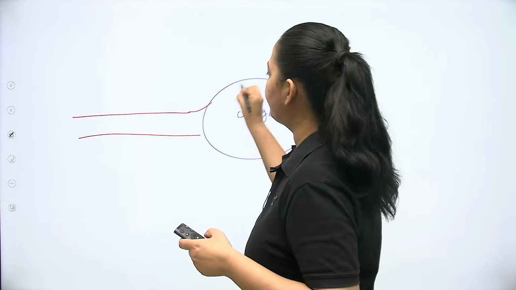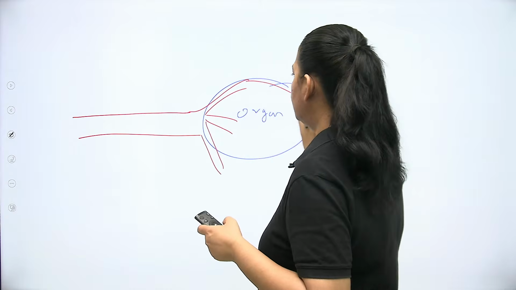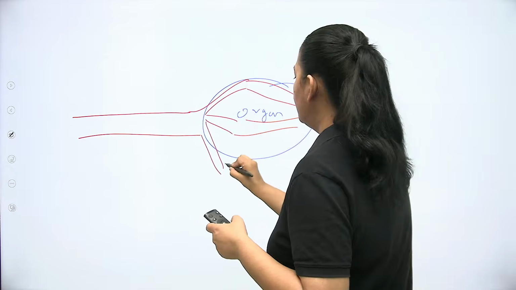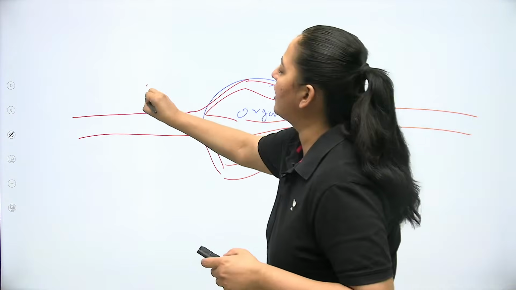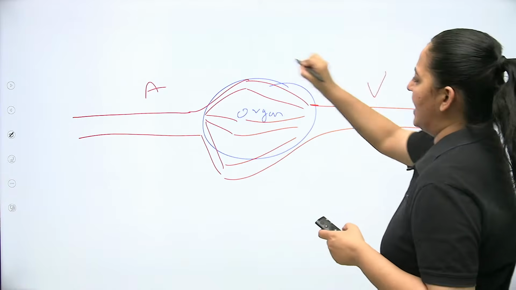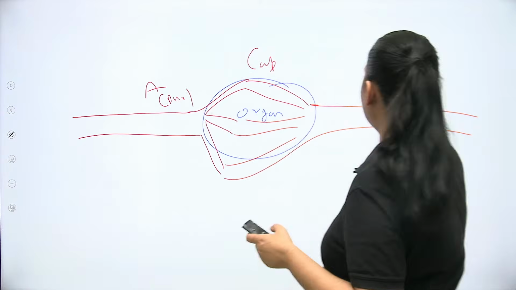The artery comes and gets divided into capillaries. These are the capillaries for that organ, and the capillaries lead to the formation of the vein. So this is the vein. This is the artery, this is the vein, and in between these are the capillaries. The artery carries pure blood, right? And the vein carries impure blood.